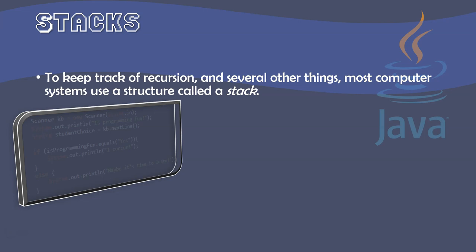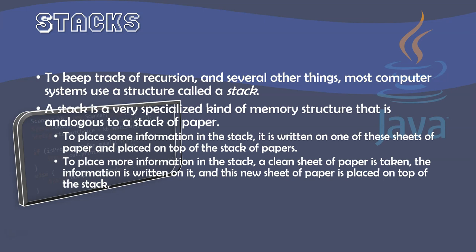Well, in order for a program or your computer to keep track of recursion, among several other things that might be happening in your program, most computer systems use a structure known as a stack. A stack is a very specialized kind of memory structure that you can think of as a stack of papers put on top of one another. If we want to place information on the stack, it's written on one of these sheets of paper and then placed on the top of the stack.